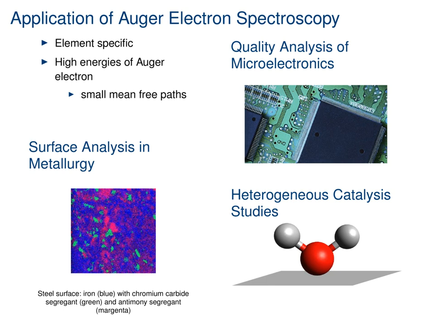It is element-specific and is therefore used for surface analysis in metallurgy, for quality analysis of microelectronics, and for the mechanistic studies of heterogeneous catalysis. As already mentioned, the Auger-Meitner process is not the only electronic decay process.